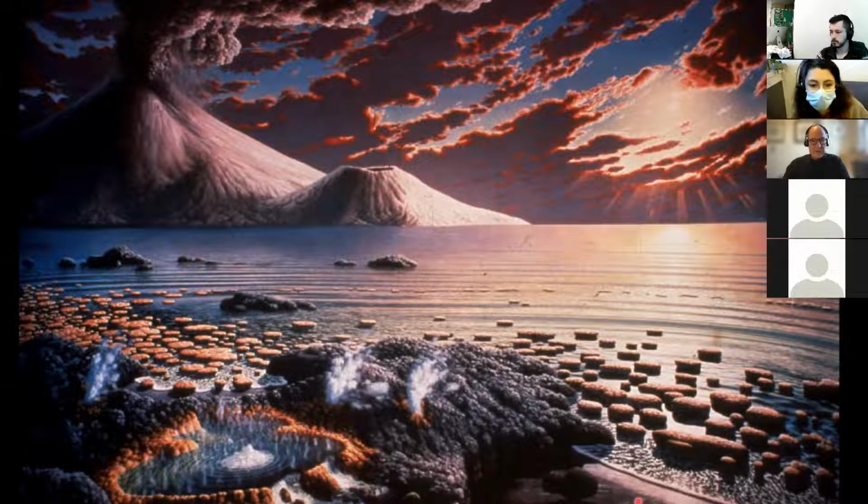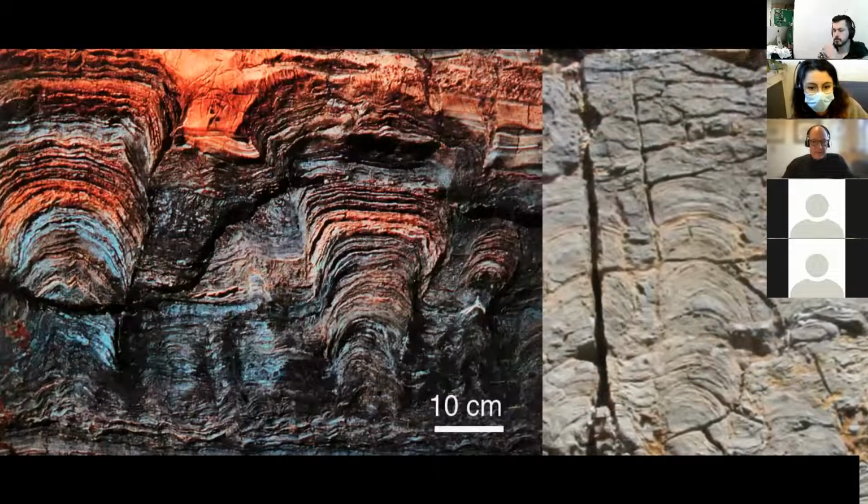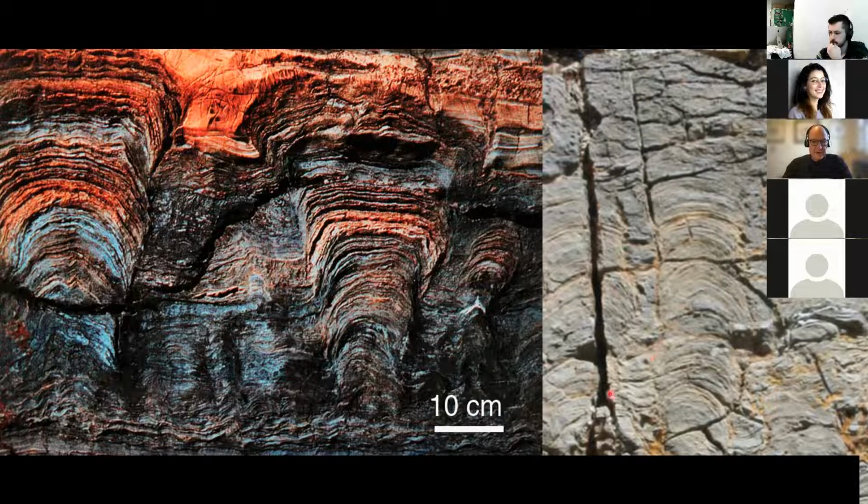Of course, this is an artist rendering, so we have to put some science into this art, and that has been done by many people. You see here some examples of fossil stromatolites, laminated structures, as you know. This is in the Pilbara. This is in California, where you see examples of very old stromatolites.